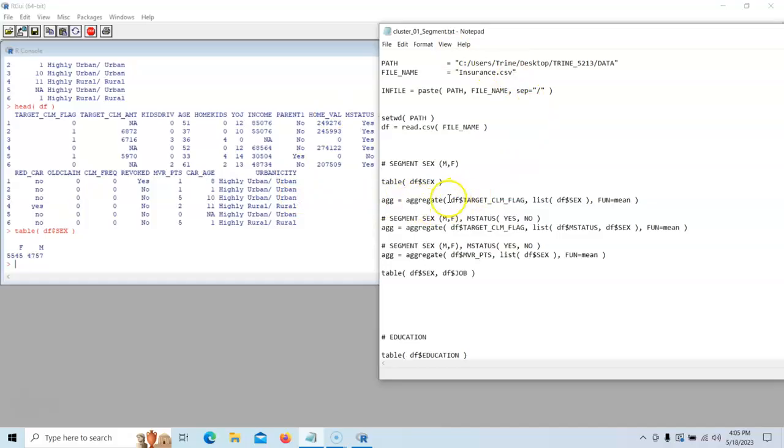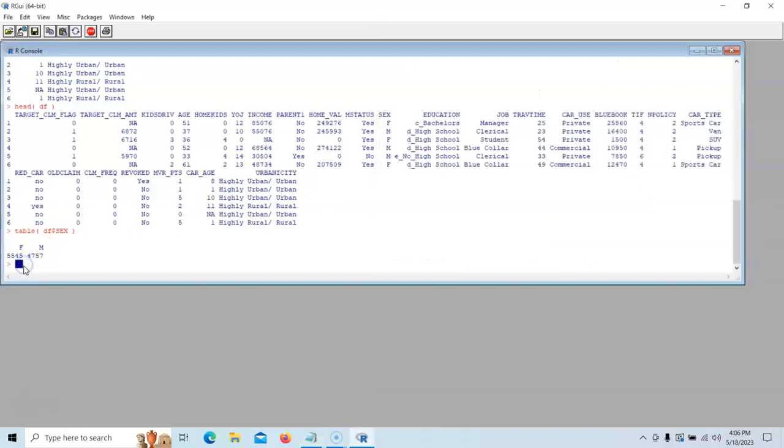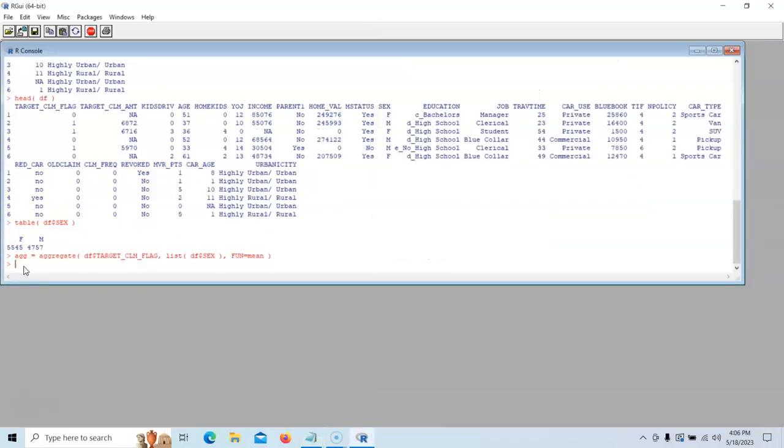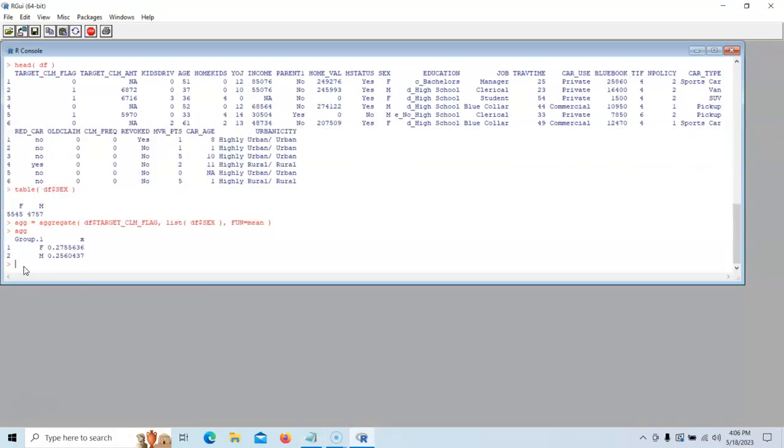So we're going to basically look at the probability of crashing your car, and we're going to break it down by sex, and we're going to look at the average here. And then we're going to shove the answer into AGG for aggregate. We can name this thing anything we want, but we're going to call it AGG. So let's put that in there. And let's type AGG and see what we get. So we see here that females have a 27% chance of crashing their car and males have a 25%.